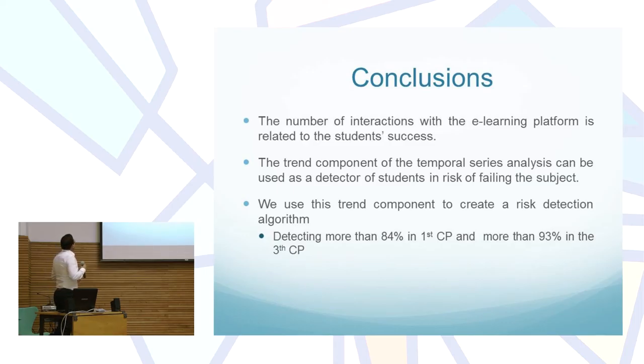So as conclusions, we can say that there is a relationship between the number of interactions with the e-learning platform and the final marks. Also, we can use the trend of the time series analysis as a predictor to say if a student is at risk of failing a given course. We have used the trend component to create a risk detection algorithm that detects with success 84% since the first control point and 93% or 94% at the third control point.